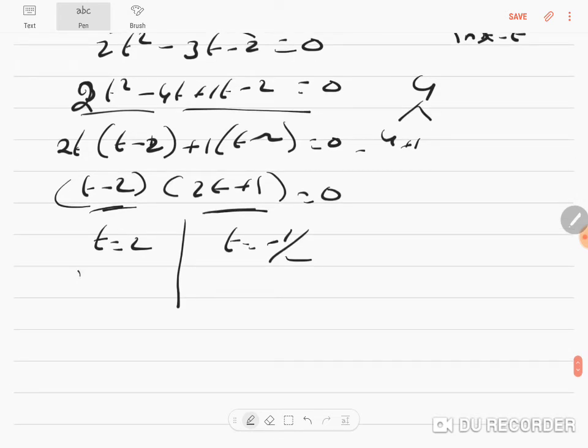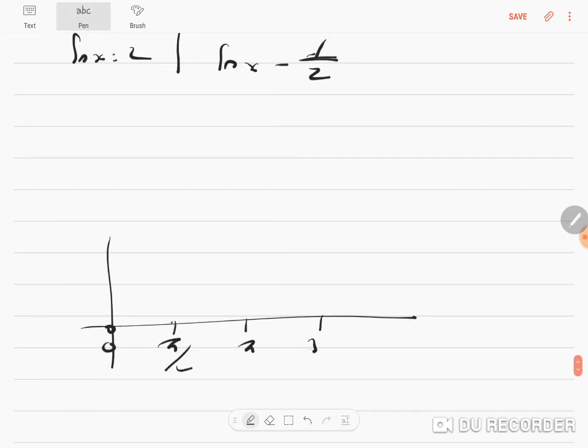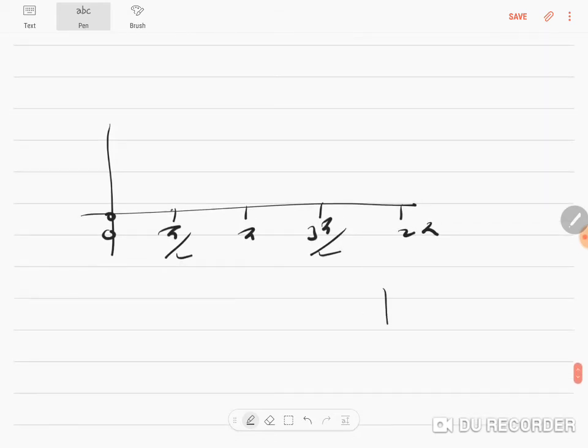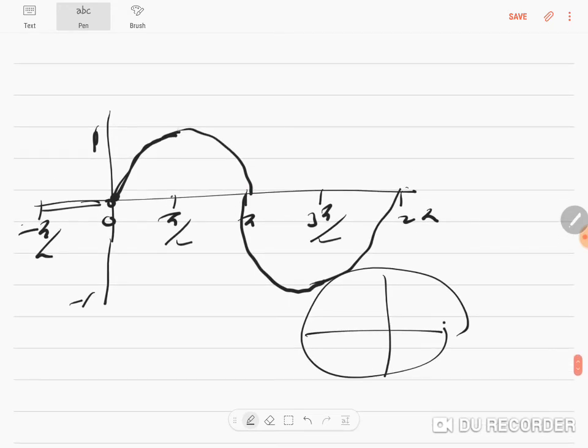T is nothing but sin x. So, sin x is equal to 2 or sin x is equal to minus 1 by 2. I am going to teach you how a sine graph goes. This is 0 degree, pi by 2 radians, pi radian, 3 pi by 2 radian, 2 pi radian. Sin 0 is 0, sin 90 is 1, sin 180 is 0, sin 270 is minus 1. So the sin graph goes like this, because the coordinates are pi by 2 on the x-axis and y-coordinate is 1; at pi on the x-axis the answer is 0, because sin pi is 0, and it goes on.